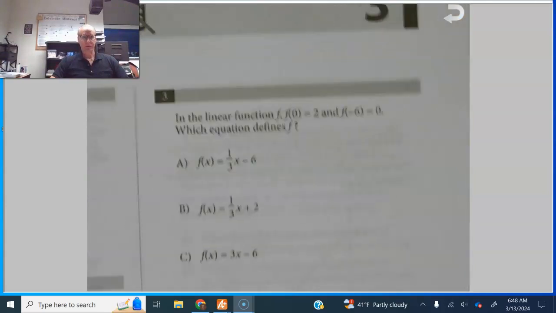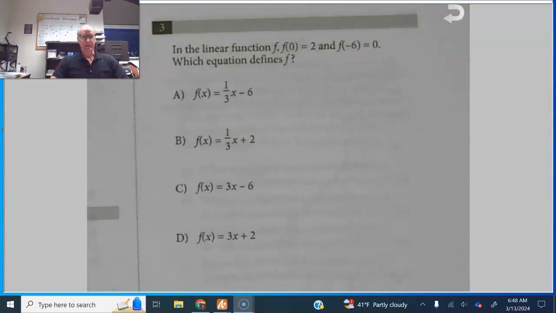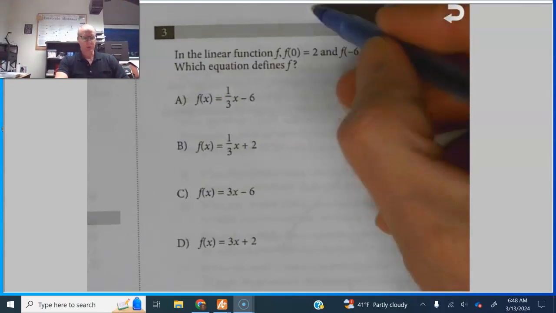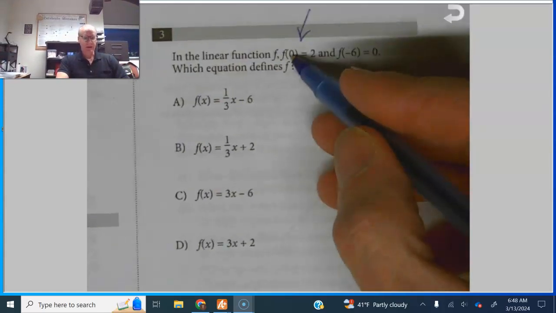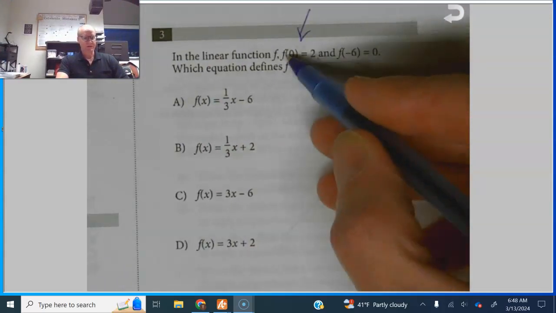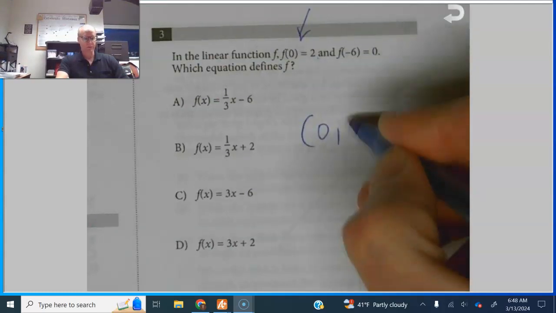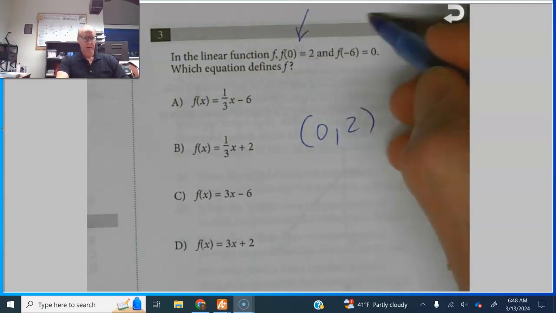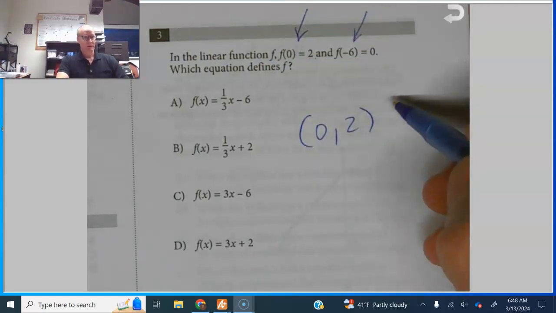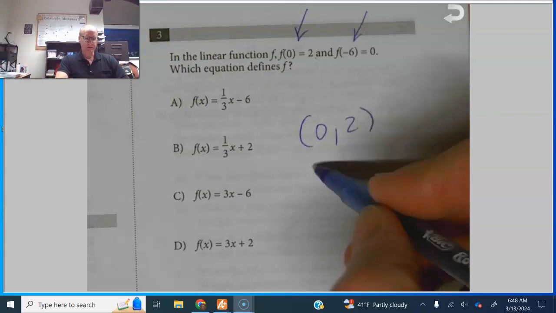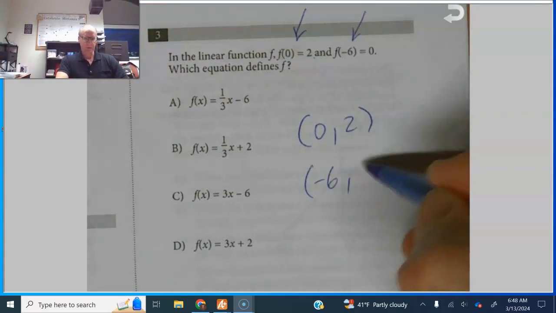Number 3, we've got a linear function. Now, one of the things you want to be able to read is that this is a point, and this is the x that goes into the function, and this is the value you get out. We call this the x and this the y. So 0, 2 is a point on this function or this graph. Take a guess what this one is. Write that point down and then test the points. That's one way to do it. There are other ways, but negative 6 is my x and 0 is my y.